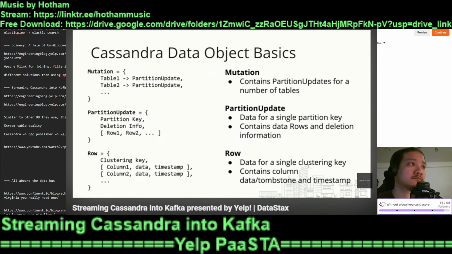So a little bit more detail on it. A mutation contains a set of partition updates for a number of tables. And a partition update is just data for a single Cassandra partition key, which contains things like deletion information and a number of data rows. And then the rows are the data values for a clustering value in that partition, which has columns which have either data or tombstones and timestamps. This is a very simplified view. It doesn't contain everything, but mutations contain partition updates, which contain rows, is really what you should take away from it.